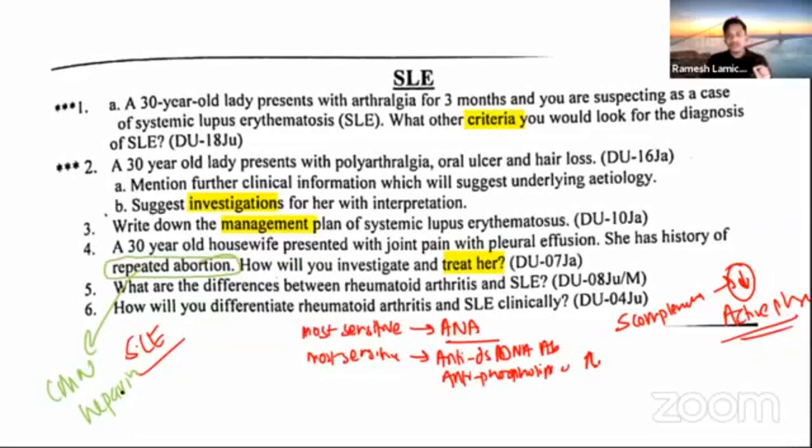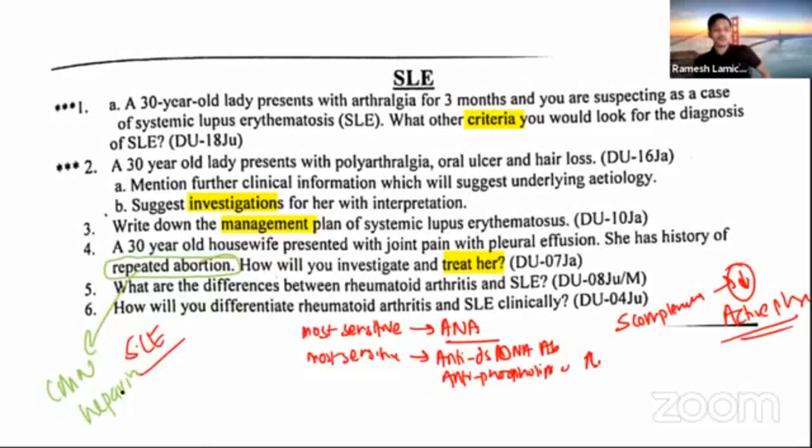This is important, guys. So why do we use low molecular weight heparin? It has been seen that SLE patients develop antiphospholipid syndrome. After antiphospholipid syndrome develops, there is placental thrombosis, meaning thrombosis in the placenta, or there is recurrent pregnancy loss. So to prevent this placental thrombosis, we give low molecular weight heparin, which prevents recurrent pregnancy loss. So this is about SLE.